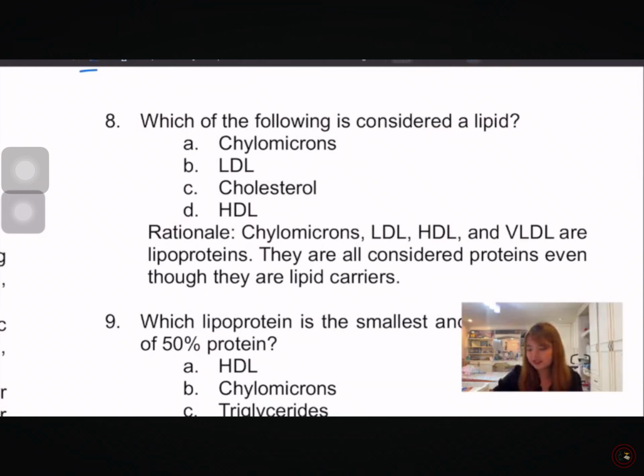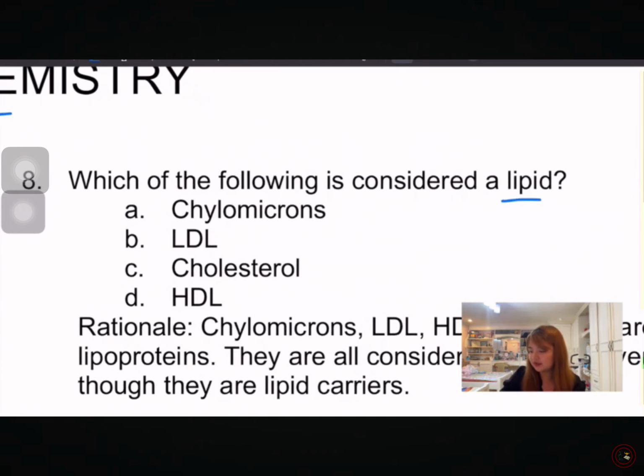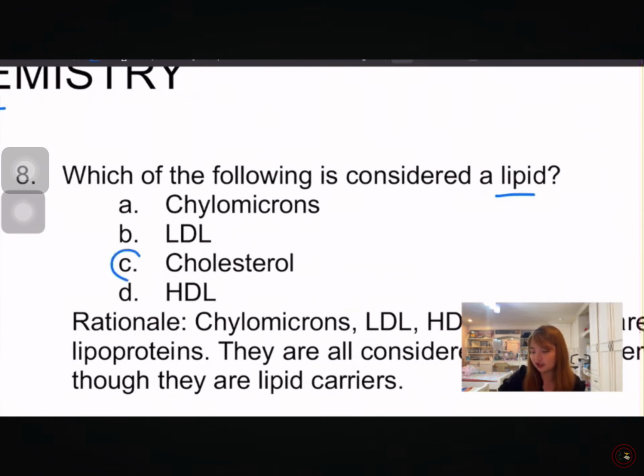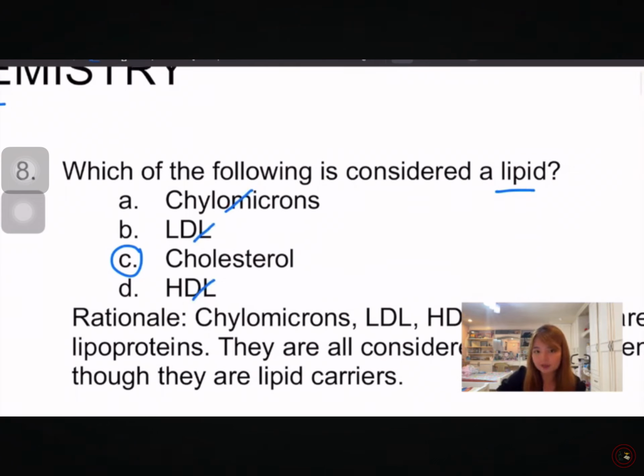So, yung next question natin is another easy question, pero siguradong marami talagang malilito. Which of the following is considered a lipid? So, the answer here is cholesterol. Tandaan nyo that chylomicrons, LDL, and HDL are not lipids per se, they are actually lipoproteins, which are lipid carriers. Pero since nga lipoproteins, they are considered as proteins. Aside from cholesterol, we also have triglycerides and fatty acids. They are the ones that we actually consider as lipids.